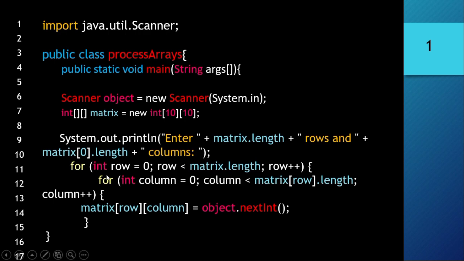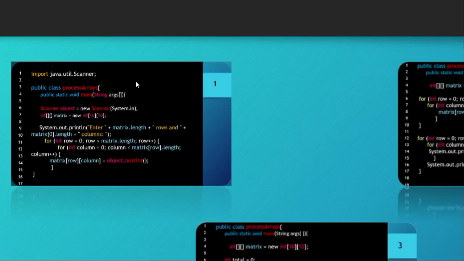And then we have for int row is equal to 0. So this is the for loop for the rows: row equal to 0, row should be less than matrix.length, row plus plus. Then we say for int column equal to 0, column should be less than matrix[row].length, column plus plus. Then we say matrix[row][column] equals input.nextInt. So you have initialized with input values using this syntax.